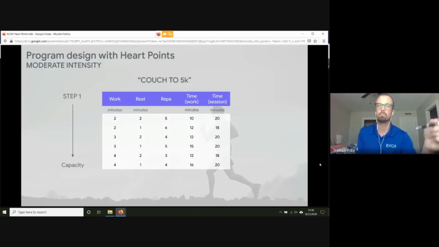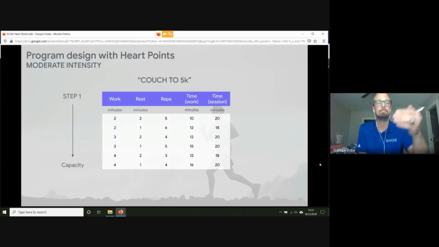Here across this table, you have work interval in minutes, rest interval in minutes, the number of times that you would repeat that, the total time for the work, right? Just the work exclusively versus the total time for the session. And here what we do is we go 2 to 2 work to rest. That's a 1-to-1 work to rest ratio. 2 minutes on, 2 minutes off, 5 times for 20 total minutes. Then we go 2 minutes on, 1 minute off, 6 times. Notice that the work has increased, but the total time in the session has decreased.